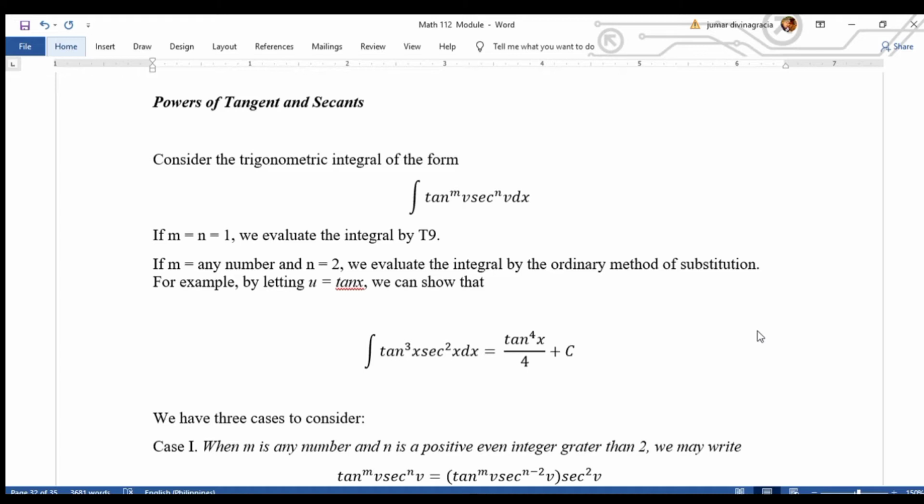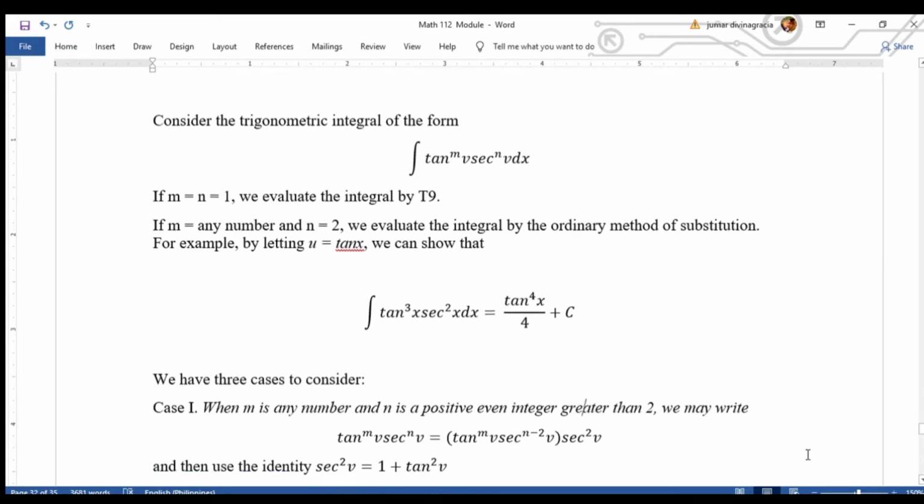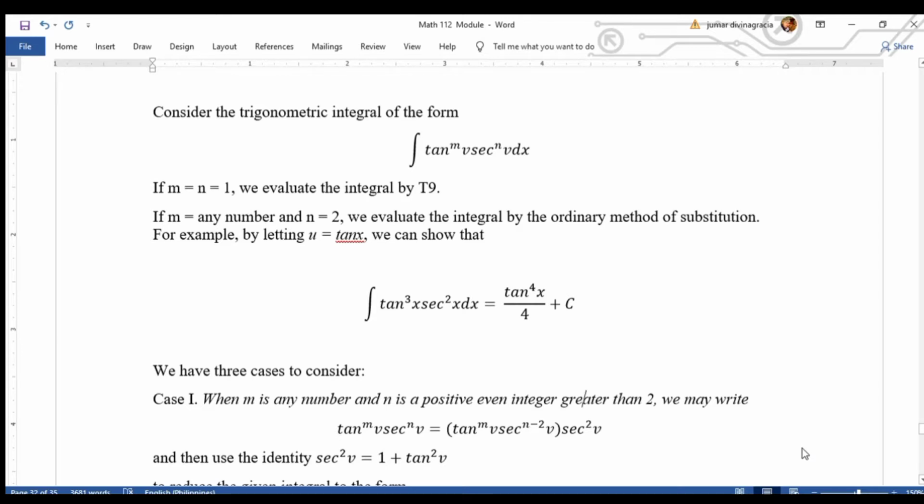Now to solve for powers of tangent and secant, we have to consider 3 cases. So case number 1 here is when m is any number and n is a positive even integer greater than 2. Then we have this format here for the pattern.